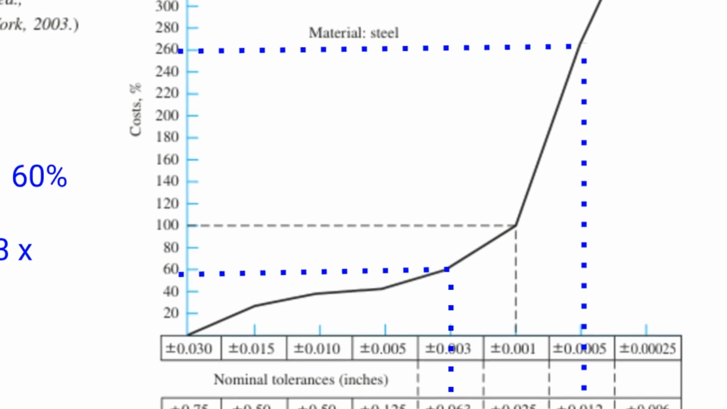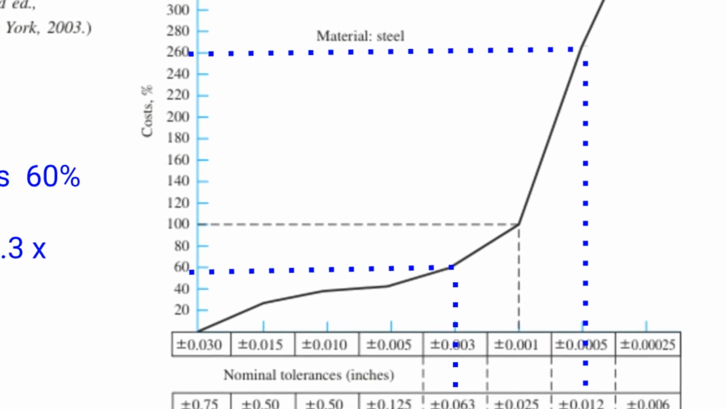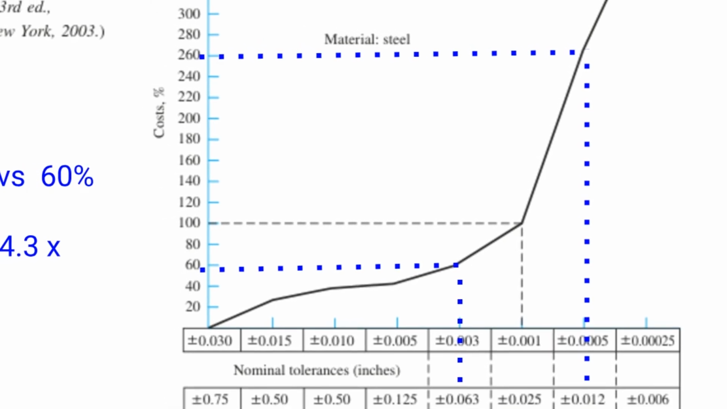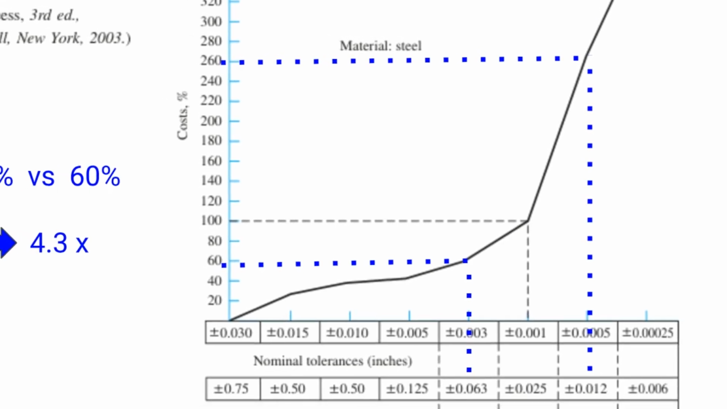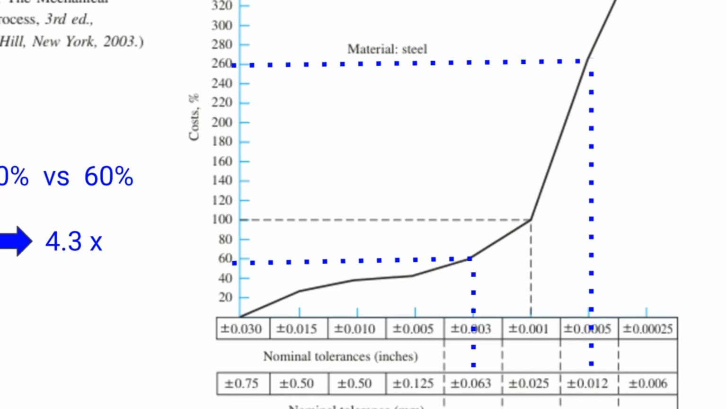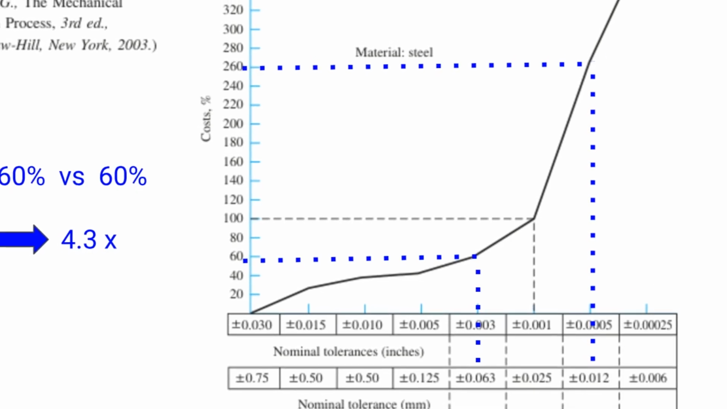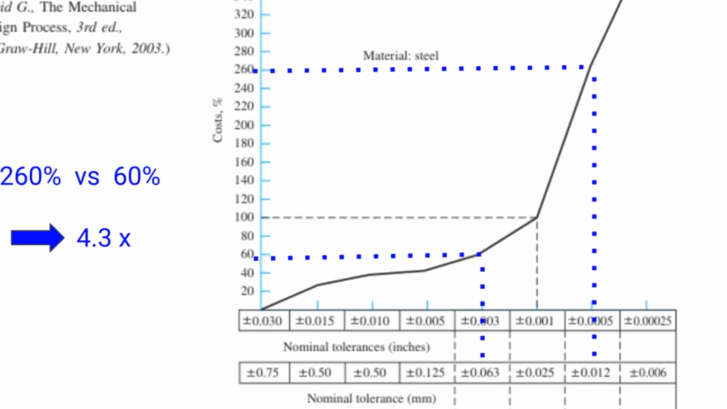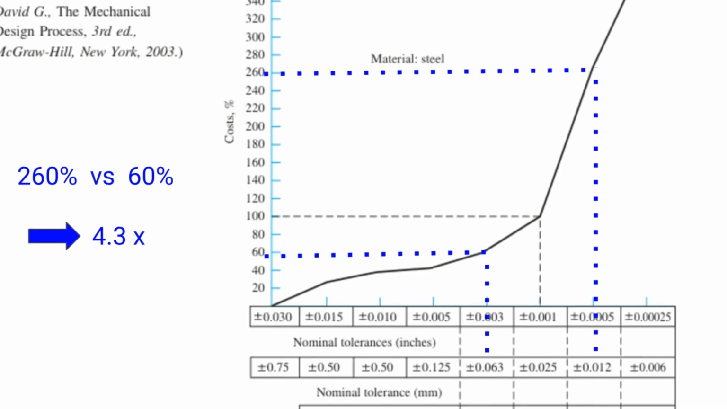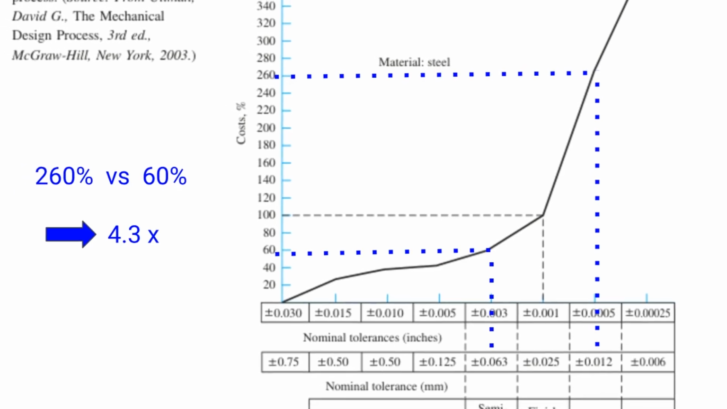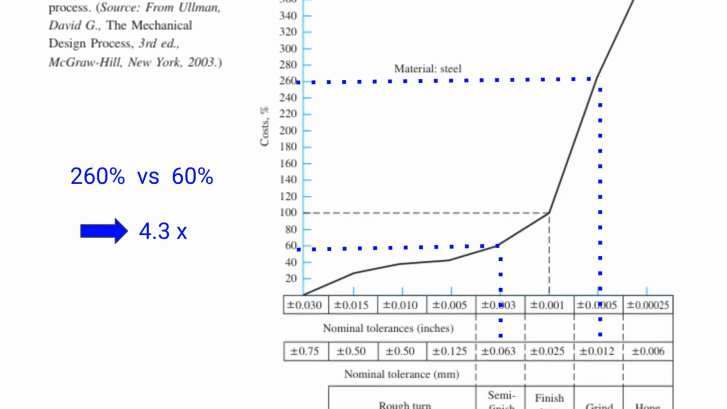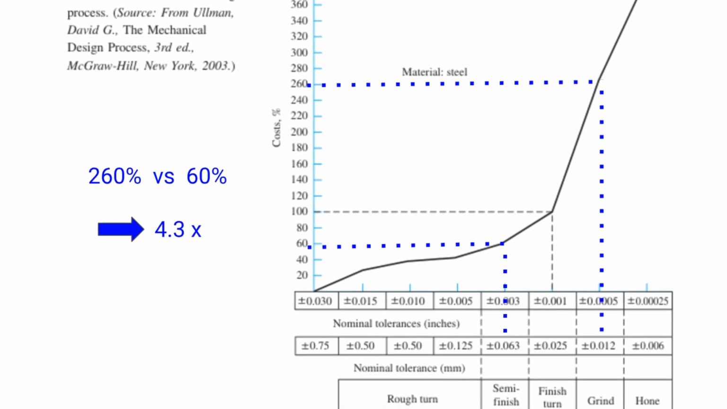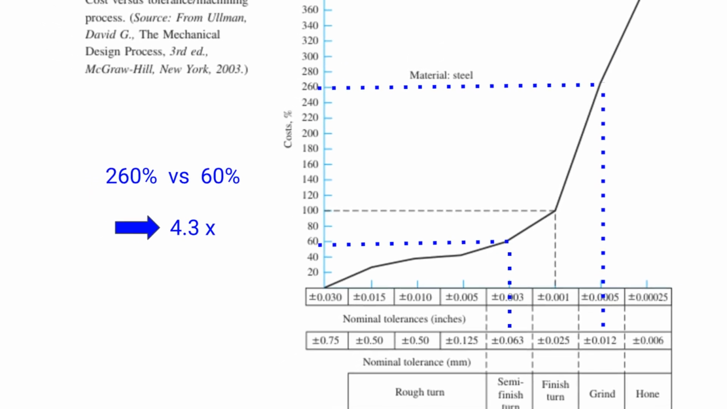The go-to source here is the Ullman's cost versus tolerance chart. The central finding from the chart is straightforward. The relationship between tightening the tolerances and increasing costs is almost exponential, not linear. And there is an inflection point, an elbow here in the curve, past which costs start to climb very steeply for relatively small gains in precision.